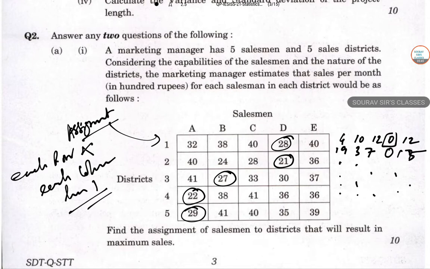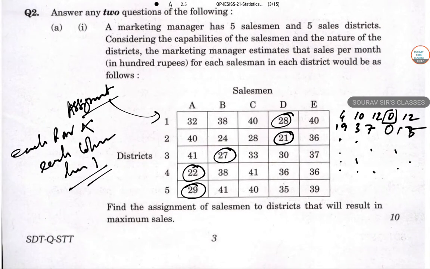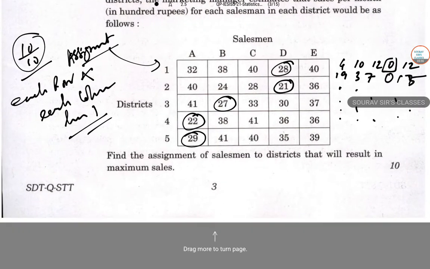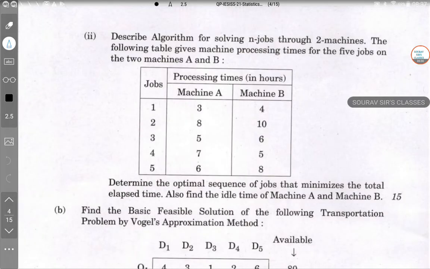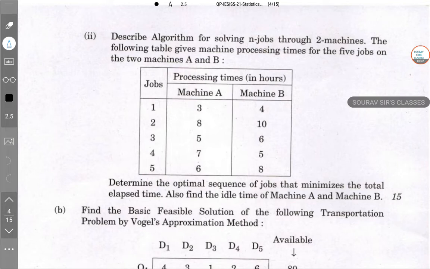So this one is a fairly transparent and very direct question. You can get around 10 out of 10 if you do it, but don't forget to write the assignment cost, the total assignment value. Okay, and next is: describe the algorithm for solving n jobs on 2 machines.